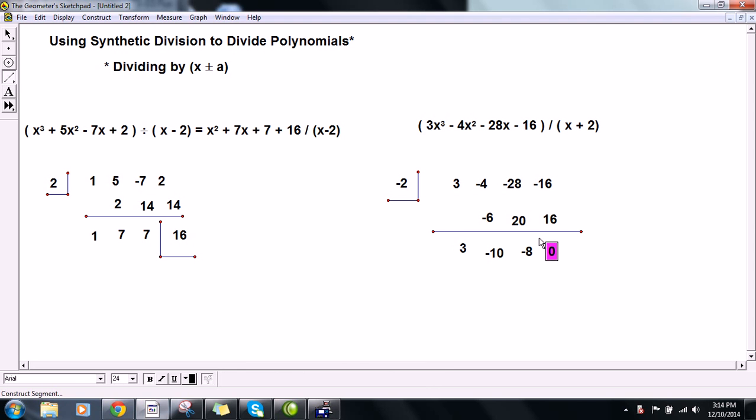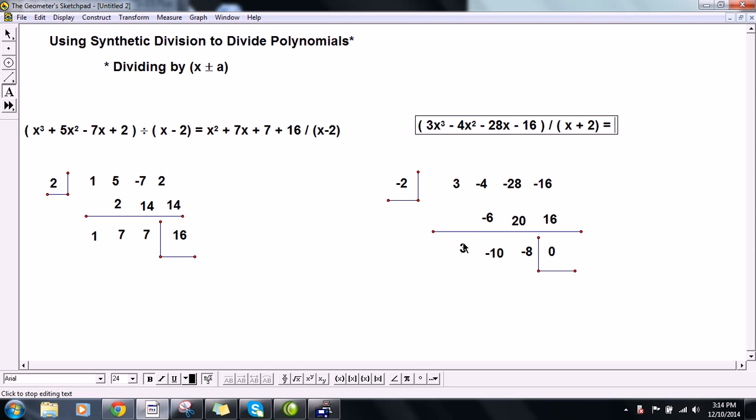And I put that last number in the box. Okay? Remember, that last number is the remainder. If I have a remainder of 0, guess what that means? Yep, you guessed it. That means that x plus 2 divides, or is a divisor or factor of this cubic. Right? So what I just found is that this guy right here, when I do divide it, it's equal to, and again, these are the coefficients of my polynomial.